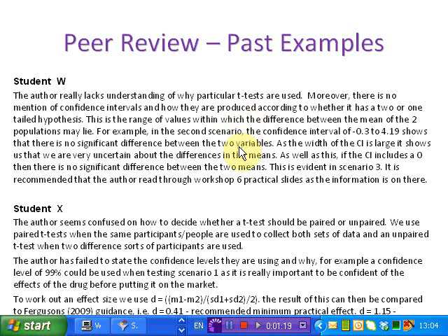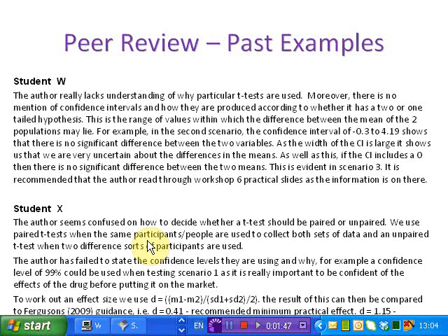A good point about this particular one is that they identify a lack of evidence. It says there's no mention of the confidence interval, explains what confidence intervals are, and then gives an example of what to do. So it says for the second scenario, there's the confidence interval, and this corresponds to no significant difference. Right, that's good.